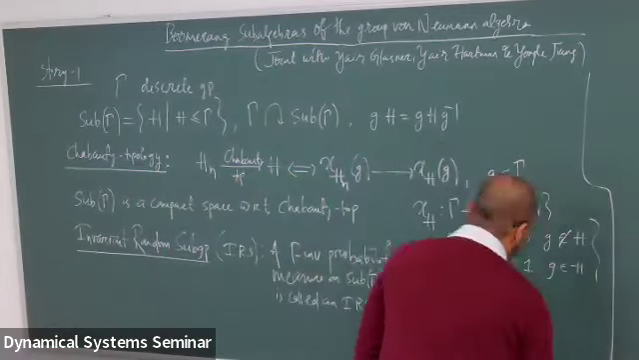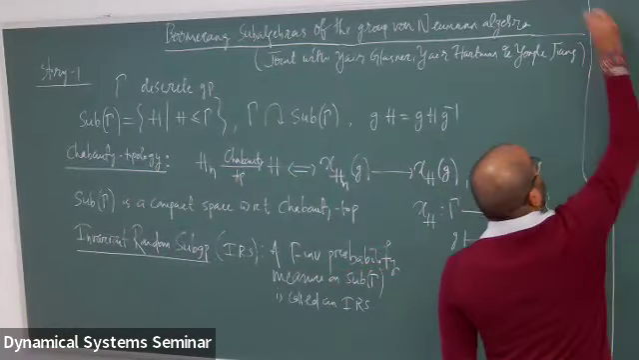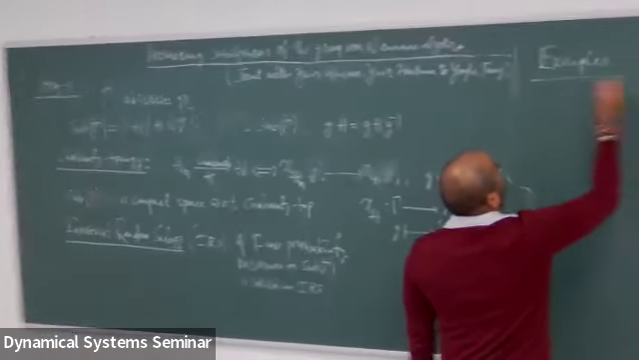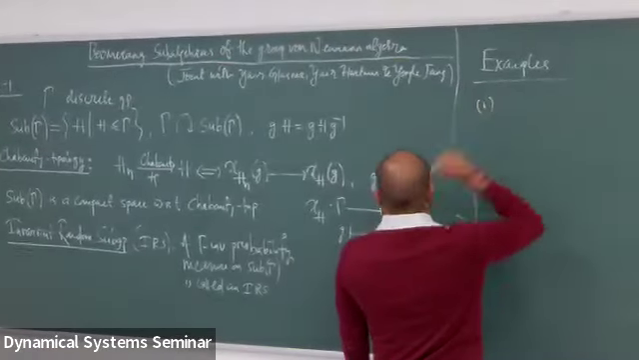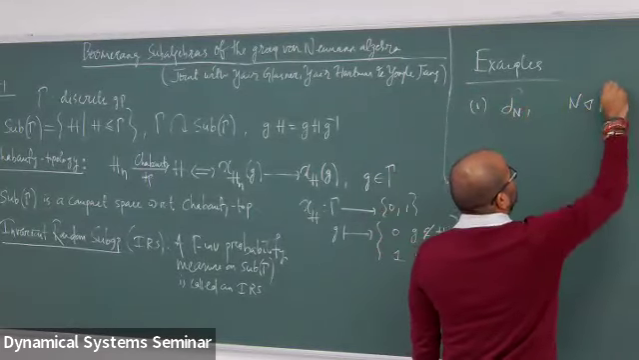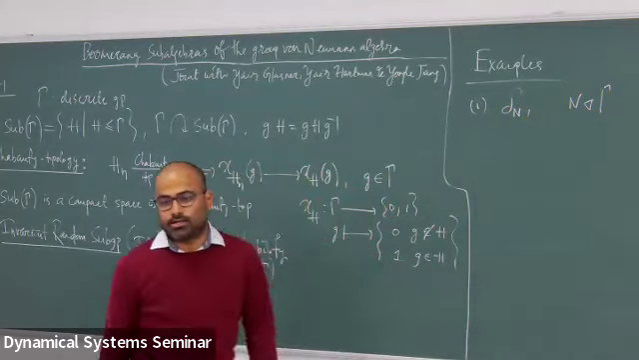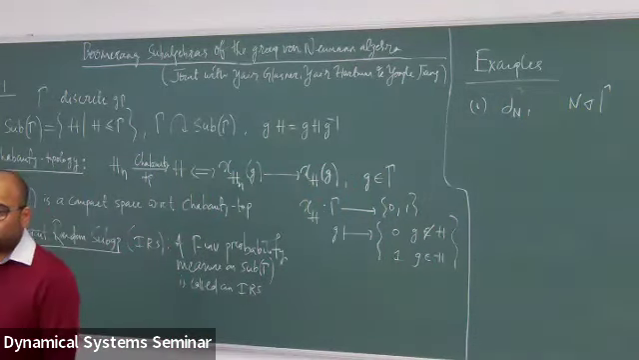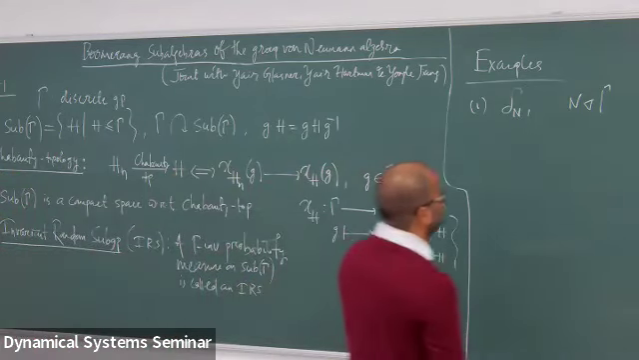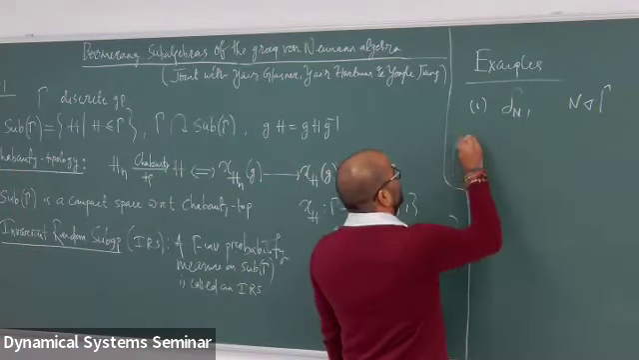Some examples. First, a trivial example is to look at normal subgroups and look at the Dirac measure there. Because this normal subgroup is invariant with respect to conjugation, this is an invariant probability measure. Now here is a more general example.